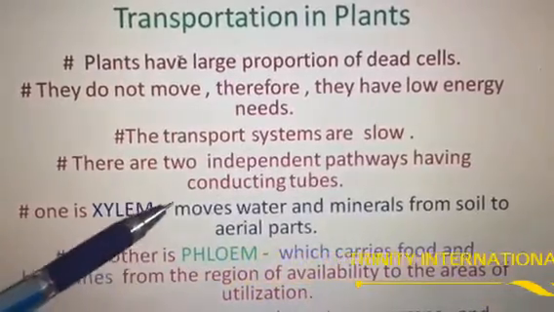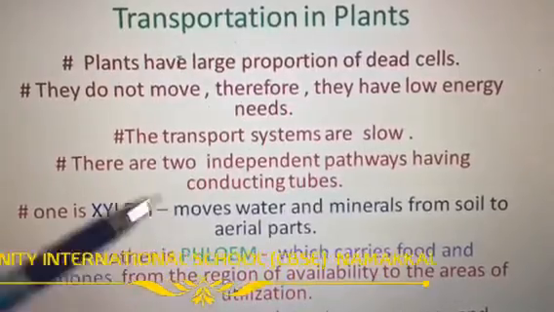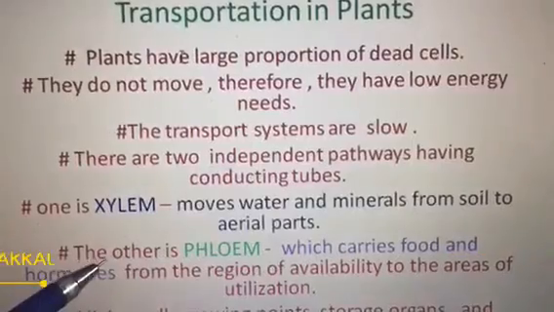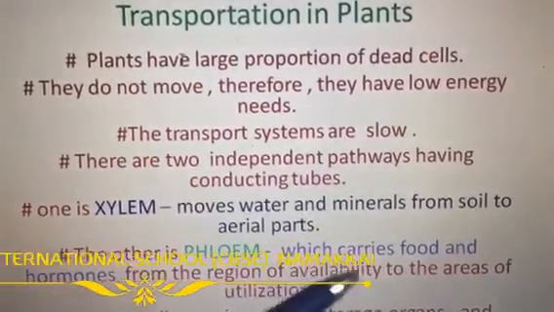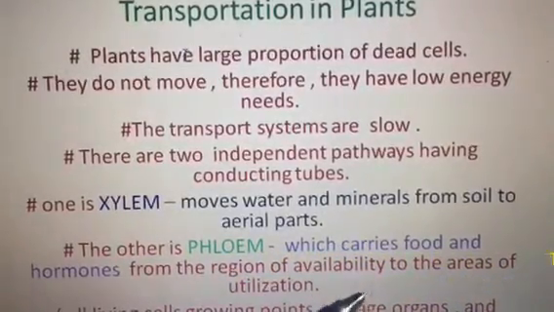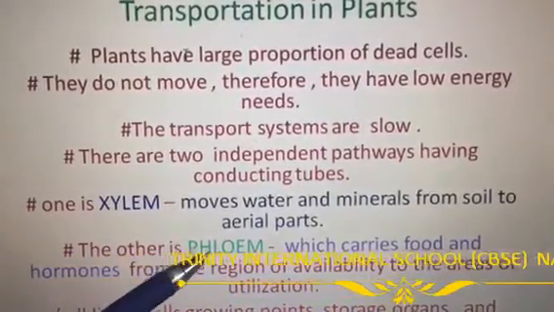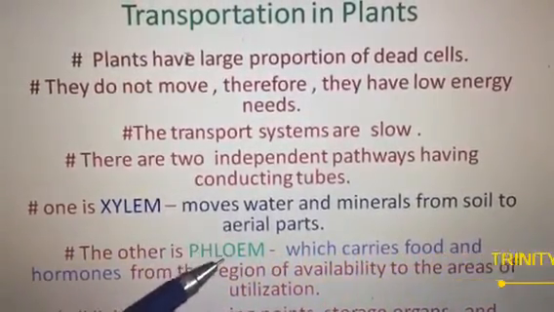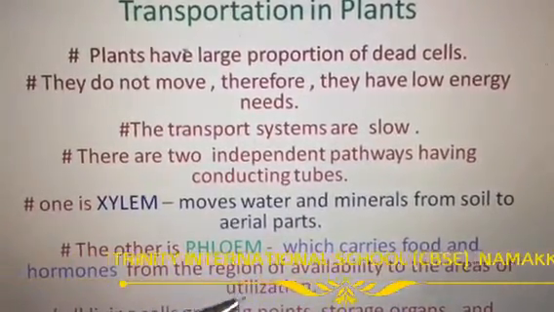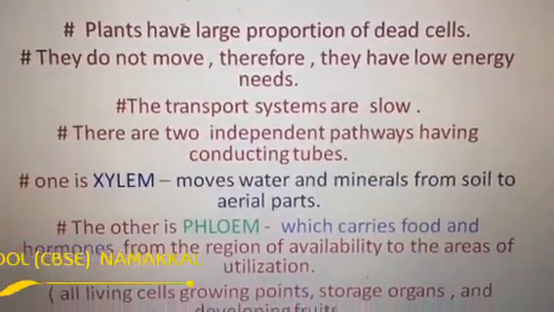There are two types of conducting tubes in plants. The first tube is xylem. The xylem helps transport water and minerals. The other is phloem, which carries food and hormones from a region of availability to the area of utilization. Phloem conducts food to the aerial parts of the plant body, particularly where it is necessary.